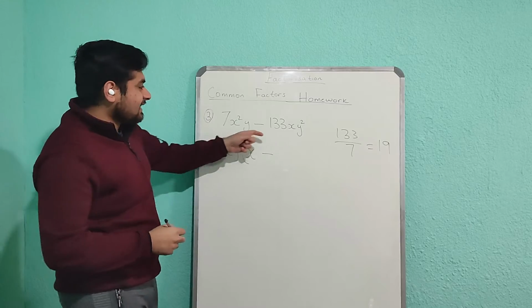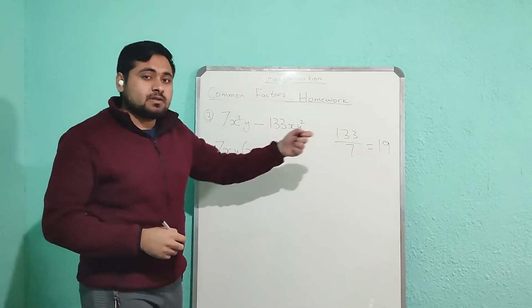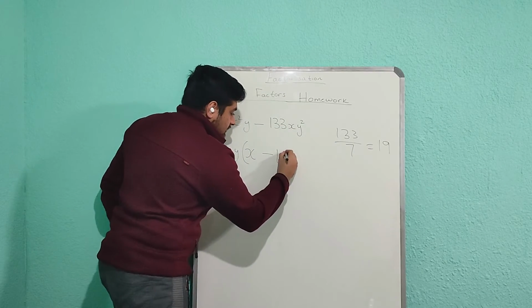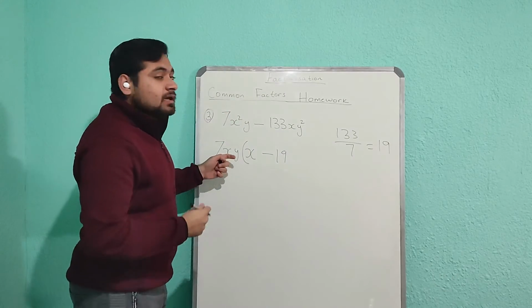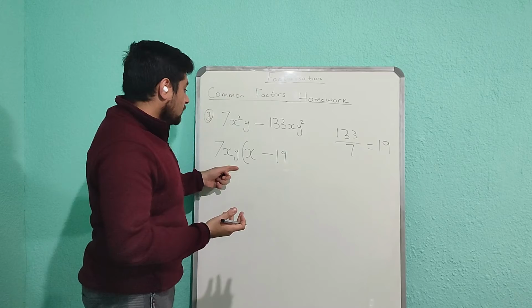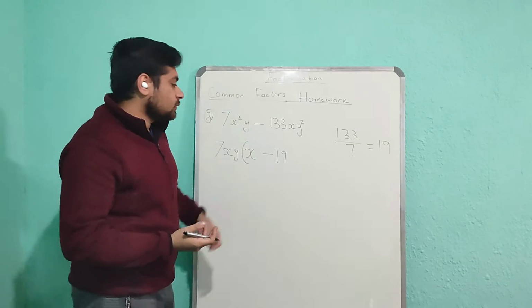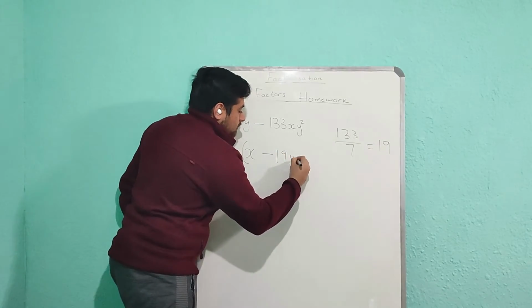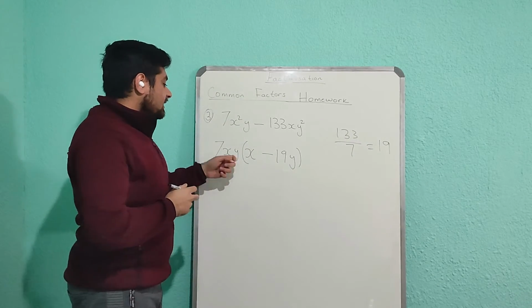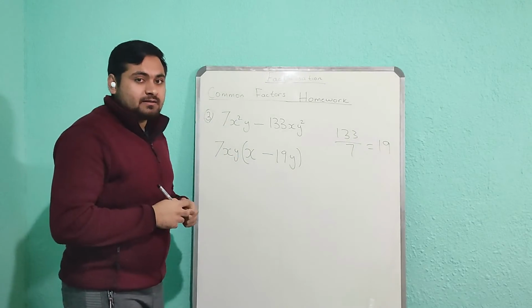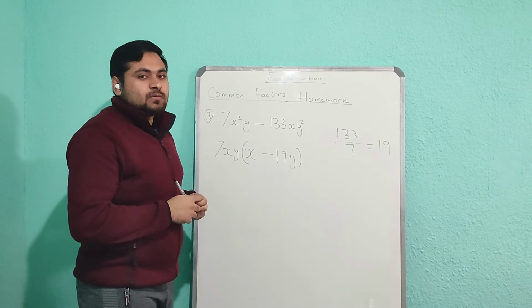Now, how many times does 7 go into 133? It goes 19 times. So we got 19. In terms of x, we got 1x, 1x. We do not need to write it again. Here we got 1y, here we got 2y. So we need to write 1 more y. So we got a y here. So the answer for question 3 is 7xy into the bracket x minus 19y. Let's move on to question 4.